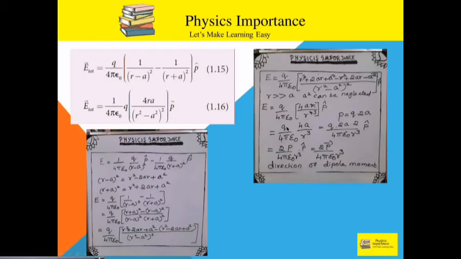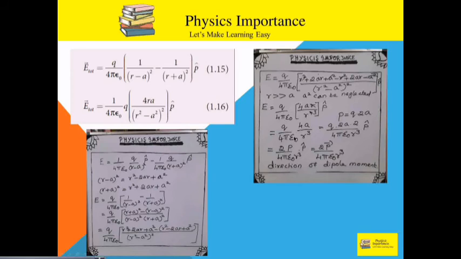Now in the numerator what we have is q into 4a, and the denominator is 4 pi epsilon naught into r cube. This 4a can be written as 2a into 2. And we know that q into 2a means dipole moment, that is p. So in place of q into 2a we can substitute p. So q into 2a means p. Then again we have one 2, isn't it? So 2p by 4 pi epsilon naught r cube into p cap.